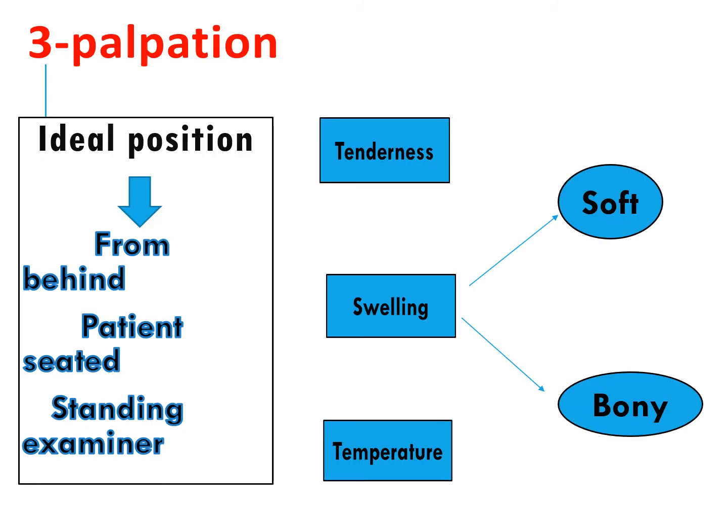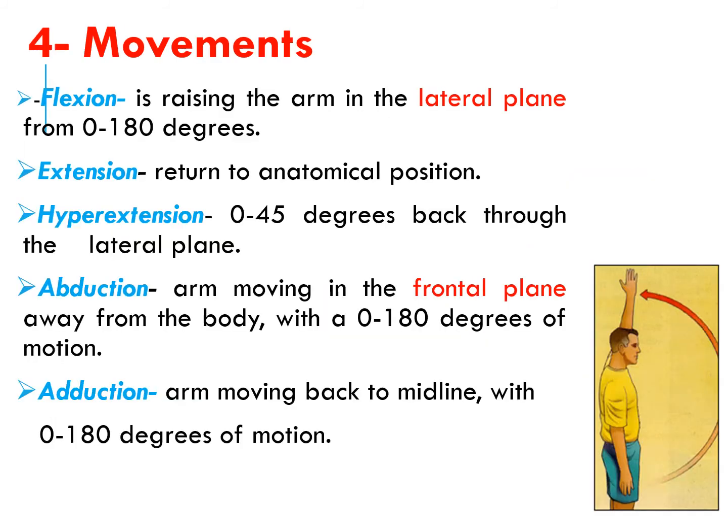Proceeding to the palpation, you should stand behind the patient while sitting and look for tenderness at the joint line, swelling, and consider if this swelling is a soft swelling or a bony swelling to know the cause of this swelling, and palpate the temperature of the skin by the dorsum of your hand.